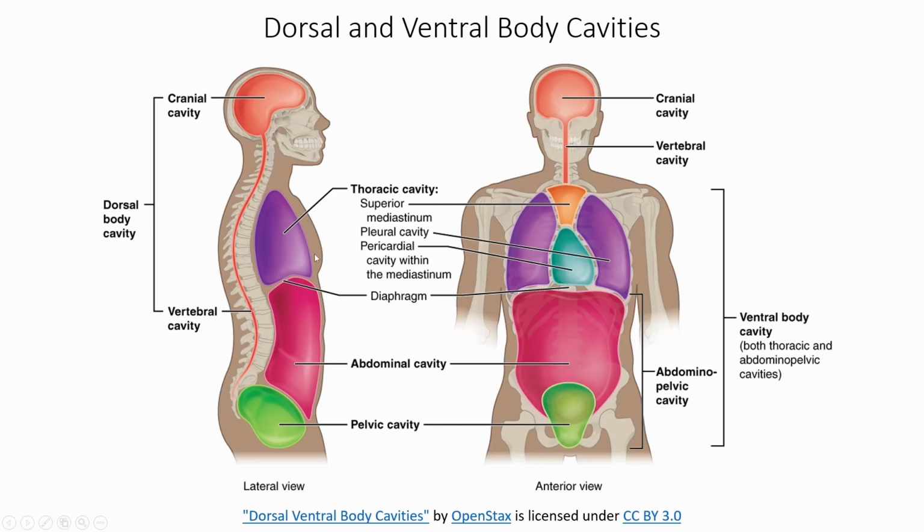And we can't see it in this sagittal view or sagittal cut or lateral view. We can see it from the anterior side. We can see the pericardial cavity, which is where our heart would be. And then also the top part, the superior mediastinum, right here.